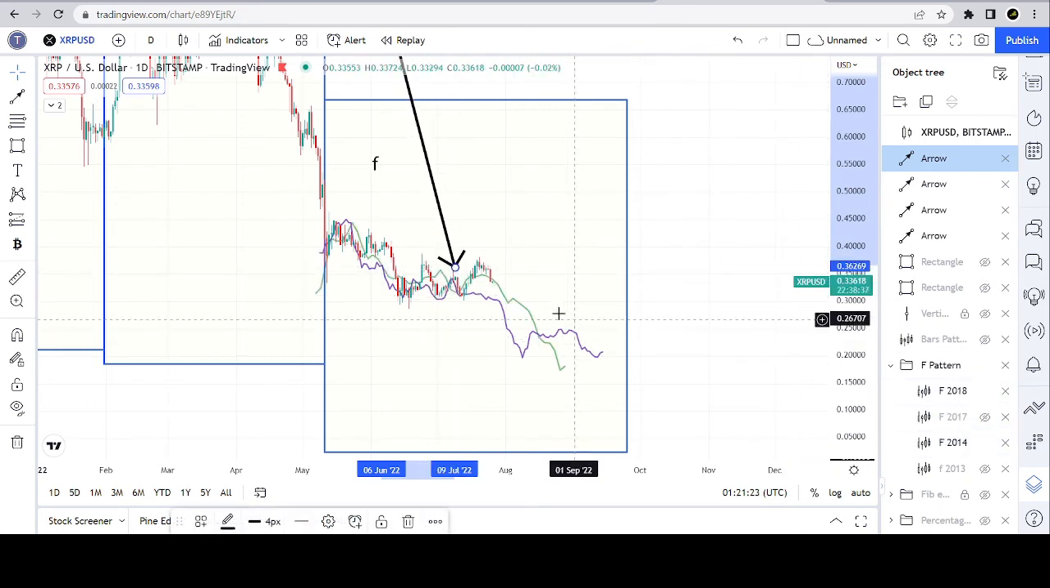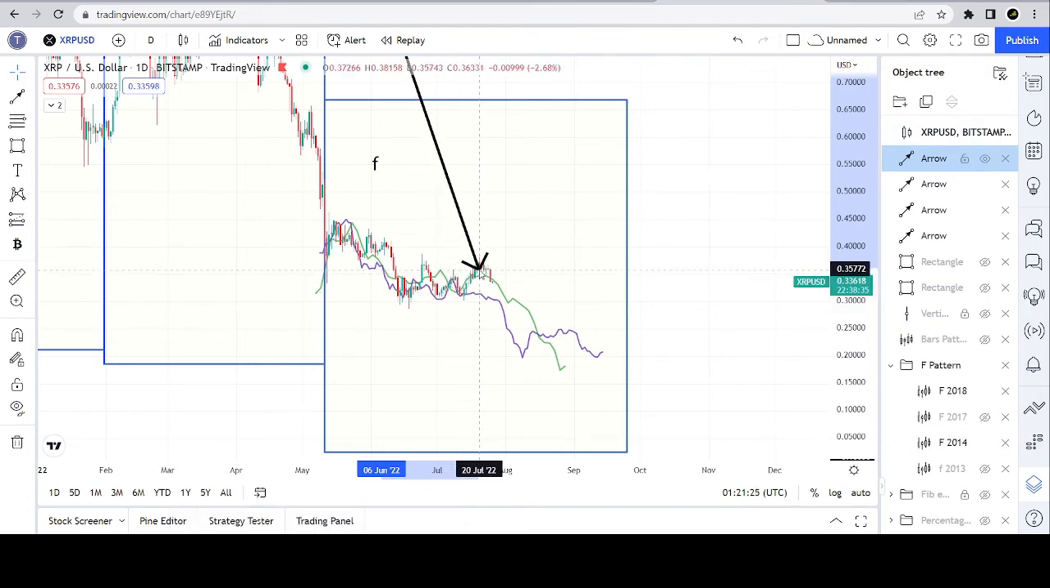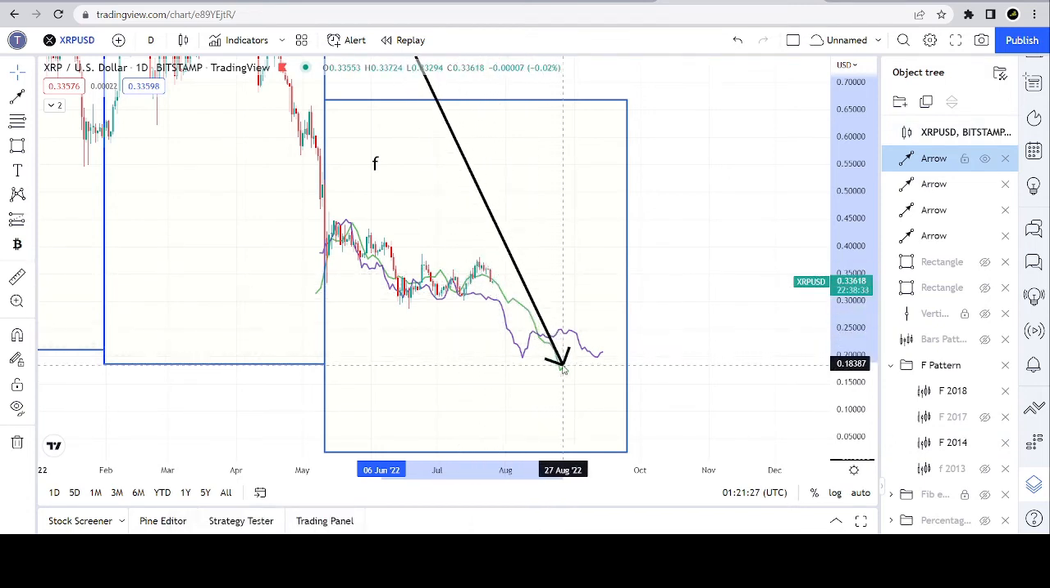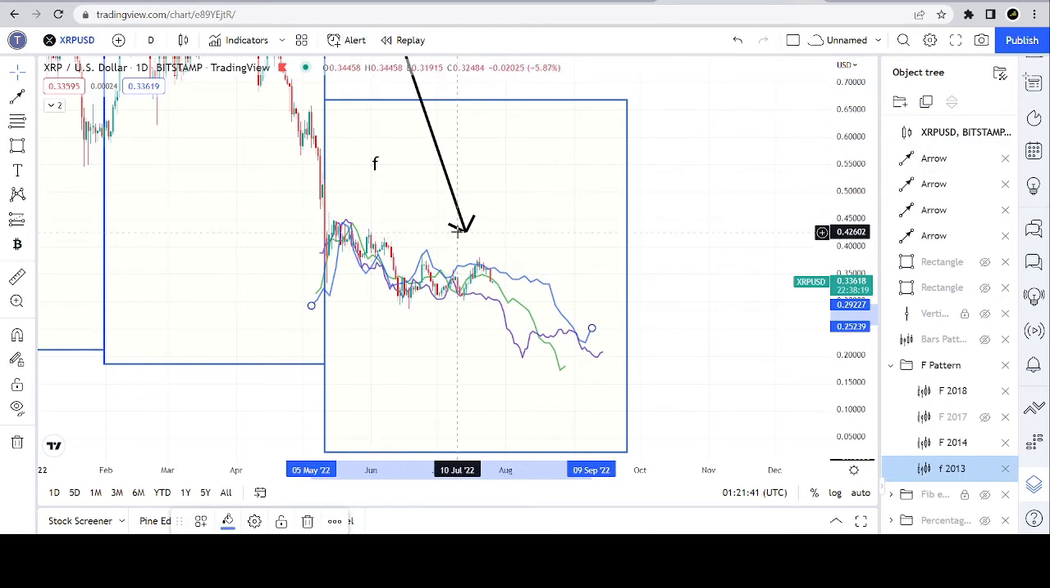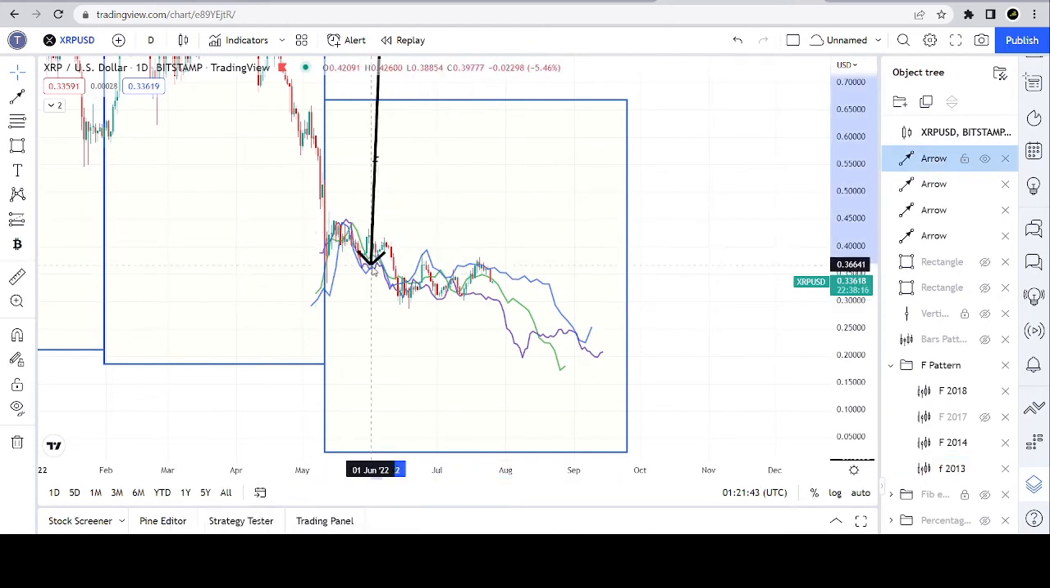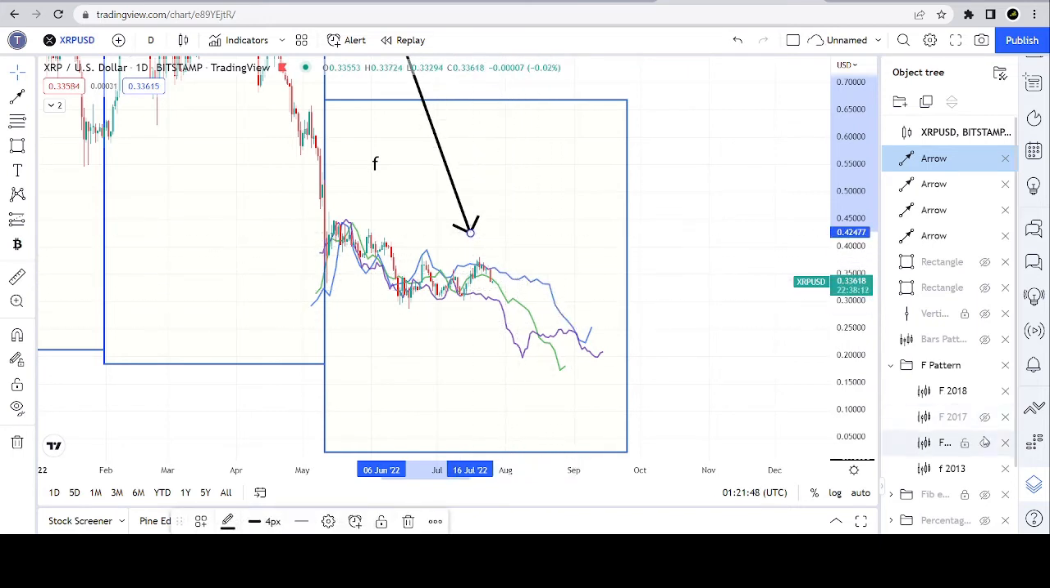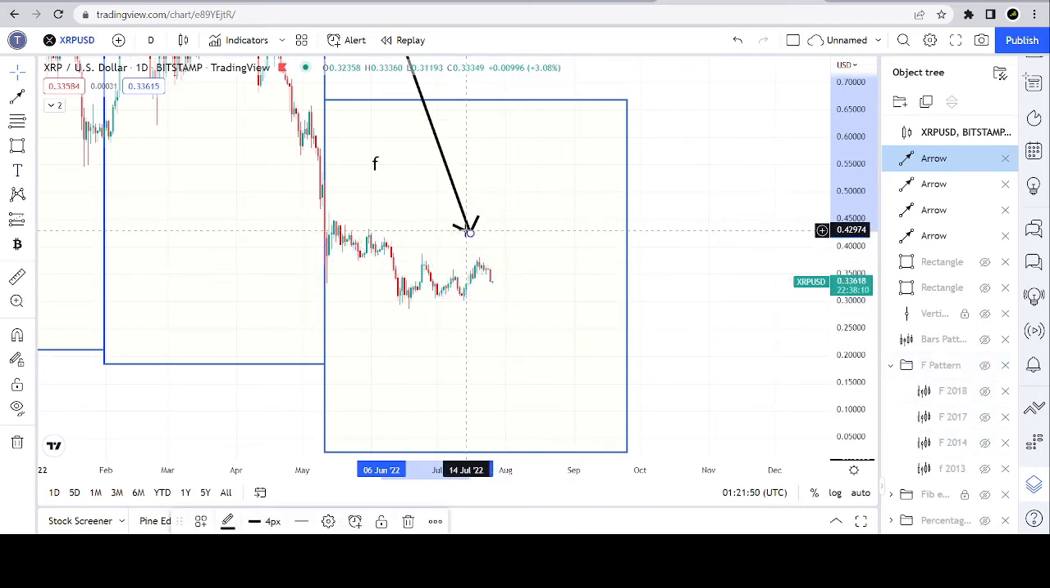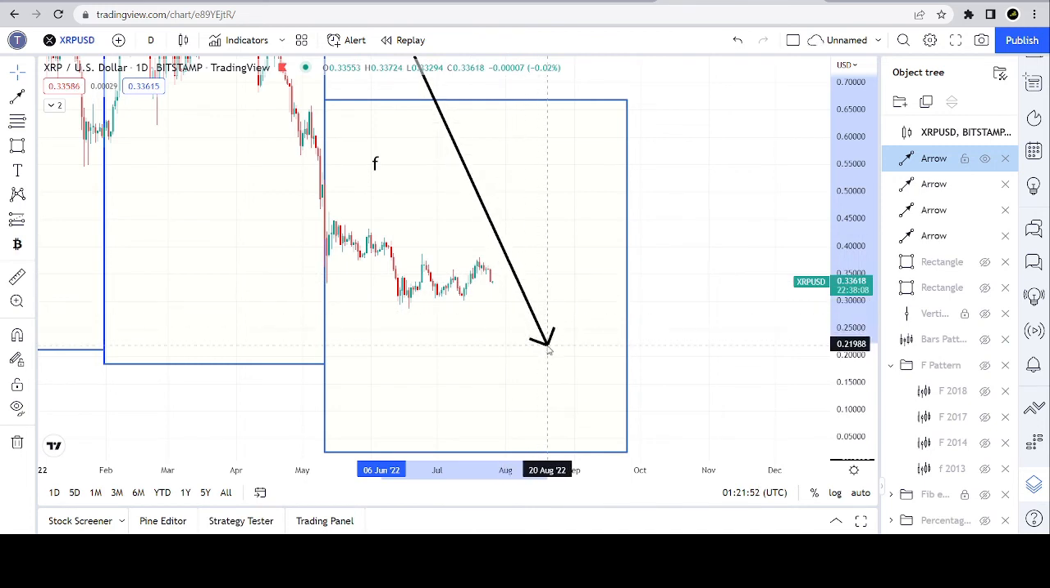So I would say it's similar to 2018 in that it has this little bounce here. It's also similar to 2014 with this sharp rise up before the decline. It's similar to 2013 with all this here, the basic pattern. So where does that leave us? As you can see, they all decline.